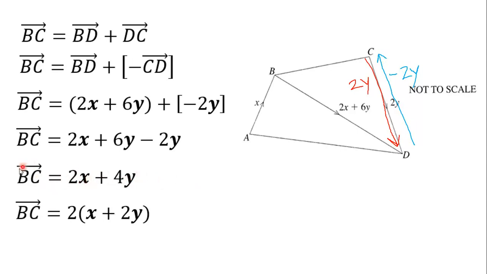You can stop here, right? This is correct. But here I decided to factor it. So notice that we have 2 times x, which equals 2x, and 2 times 2y, which equals 4y. And this is the answer. BC is equal to 2 multiplied by x plus 2y.